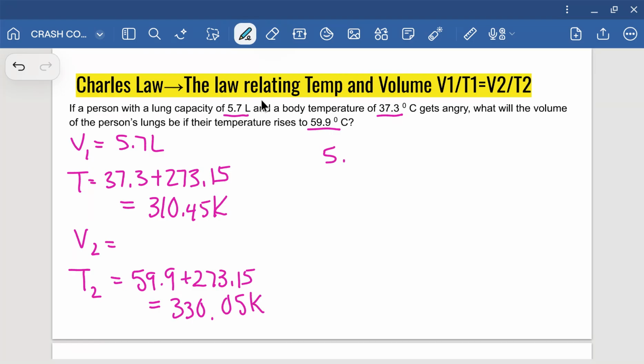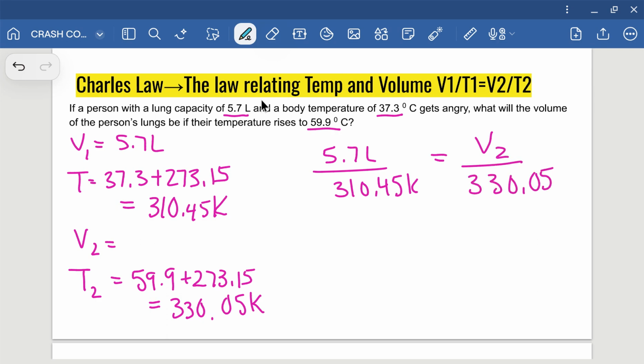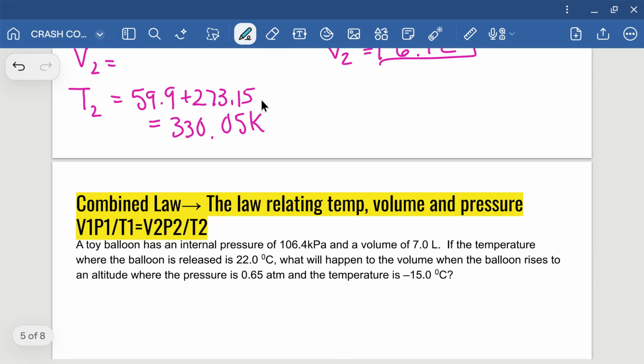Now that we have that, we can fill in our information. V1 over T1 equals V2 over T2. As soon as you get to this point, it's actually pretty easy. If you remember that when you have two fractions equaling each other, you can just cross multiply and then divide. So 330.05 times 5.7 divided by 310.45. If you plug this in correctly and with two significant digits, you'll get 6.1 liters. So we're still answering with sig digs with all of these questions.